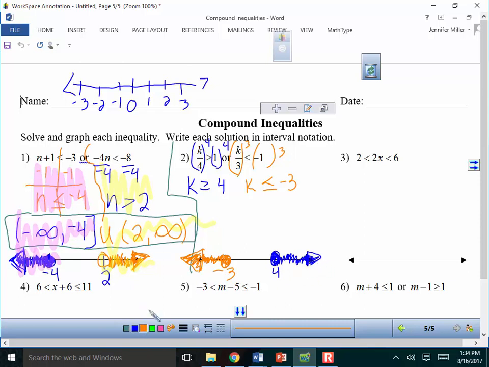Now, how would I write this in set notation? I'm sorry, interval notation. Meyer, could you help me out with just that orange part? Good. 2, -3. And is that a bracket after? Good. And then what goes next? Good, good. And then what goes next? Can you help me out here, DeMarcus? Good.